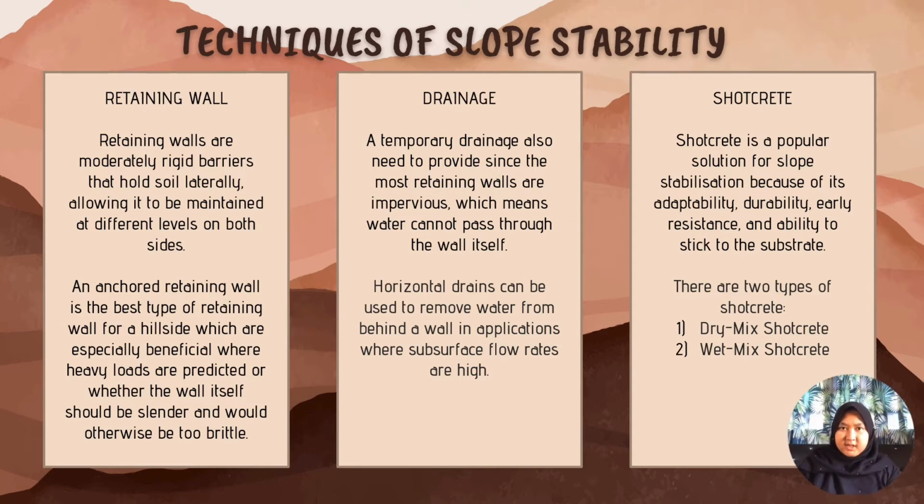Lastly, shotcrete. Shotcrete is a popular solution for slope stabilization because of its adaptability, durability, early resistance, and ability to stick to the substrate. There are two types of shotcrete, which are dry mix shotcrete and wet mix shotcrete.